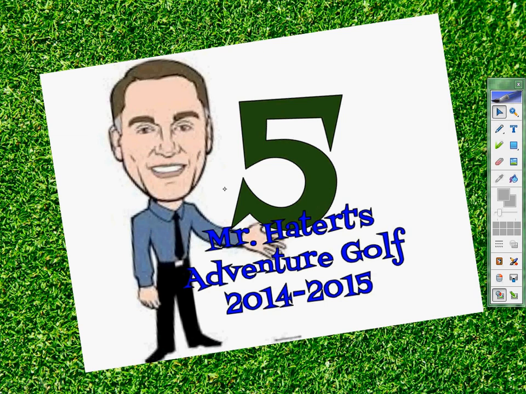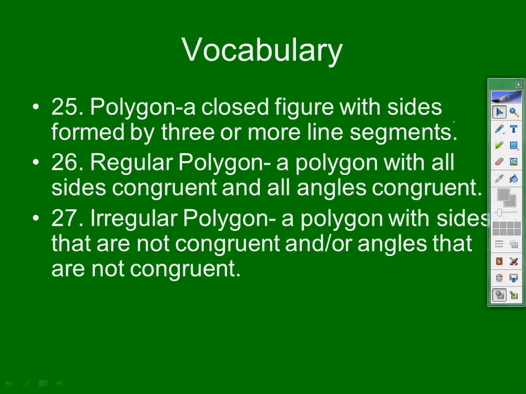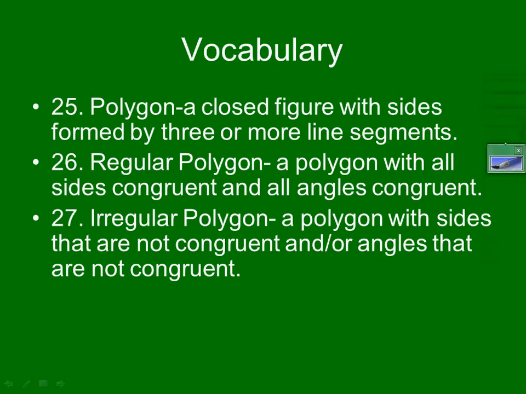Welcome to the fifth hole of the miniature golf course. We're going to begin by copying some vocab. If you need to pause the video, please feel free to pause it. I'm going to go ahead and keep moving forward to keep the file size down.